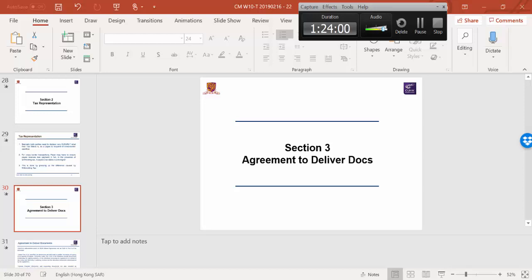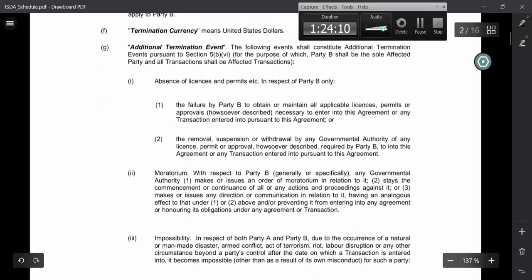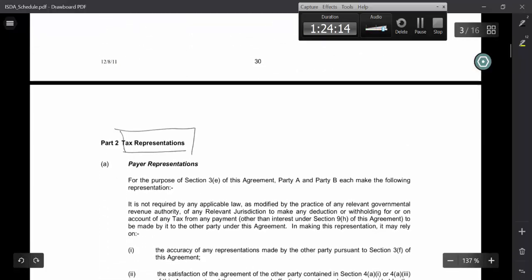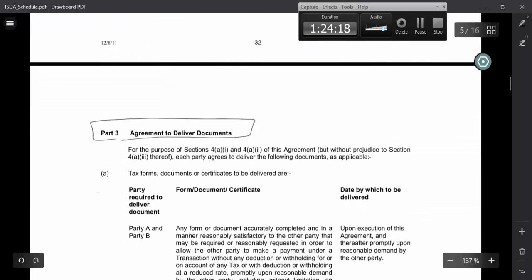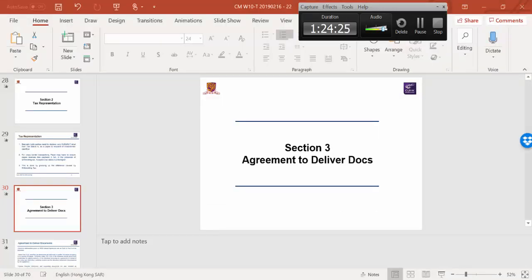Agreement to deliver documents. Now, this is an interesting one. This is section 3 in the schedule. So you actually can see that this is section 2. Agreement to deliver documents. Now, what is agreement to deliver documents? It is exactly that.